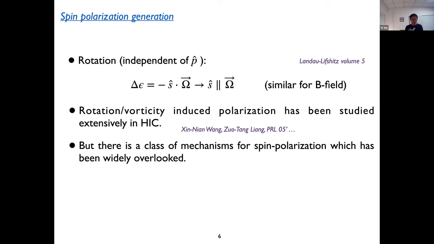Before talking about the spin momentum correlations, I want to first quickly tell you the familiar mechanism for the spin polarizations. For simplicity, consider a system made of weakly interacting fermions. If you rotate this system, then the direction of the spin, denoted by S hat, will be aligned along the direction of the angular velocity, denoted by omega here, because this configuration is energetically favorable. At a hydrodynamic scale, rotation can be described by the vorticity. So this is the so-called vorticity induced polarization, which was first discussed by Xin-Nian Wang and Zuo-Tang Liang about 20 years ago, and now it's under very extensive theoretical and experimental studies.